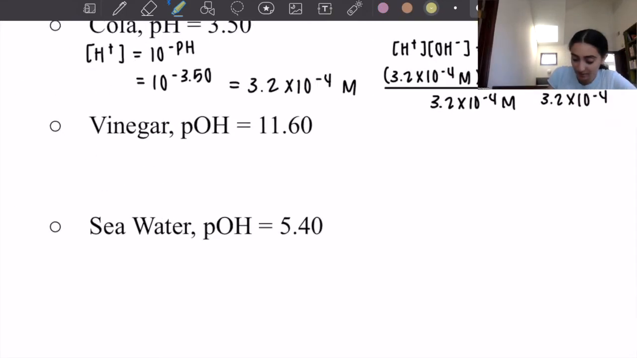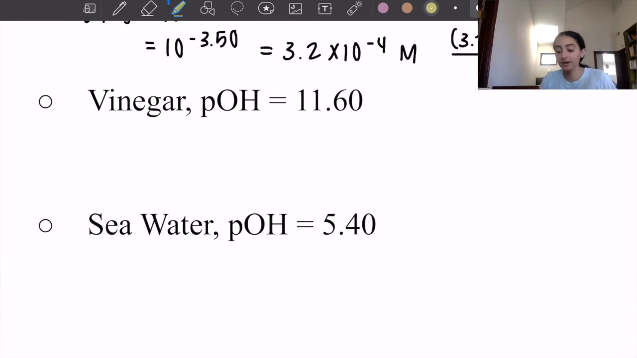Let's do our next example. Vinegar with a pOH of 11.60. So the pOH is greater than 7. So that means the pH is going to be less than 7. So we can kind of get a hint this is going to be an acidic solution. I'm going to still find the concentration of H plus and OH minus. I'm going to go about it a different way just so I can show you all the different things you could do. So I'm first going to find the concentration of OH minus.